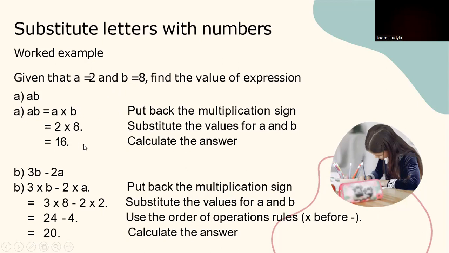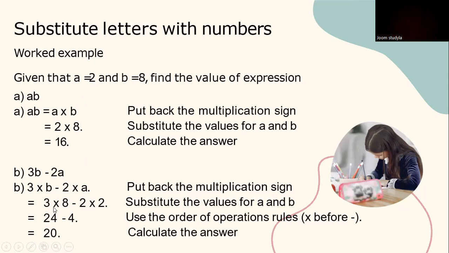And the next question is 3B minus 2A. What does it mean by 3B minus 2A? It means that 3 multiplied by B minus 2 multiplied by A. As you already know, A is given as a value of 2 and B is given the value of 8. So you just substitute the values for A and B.